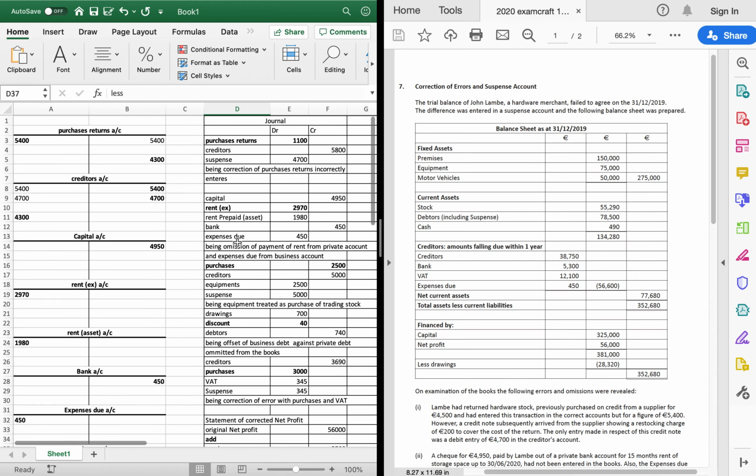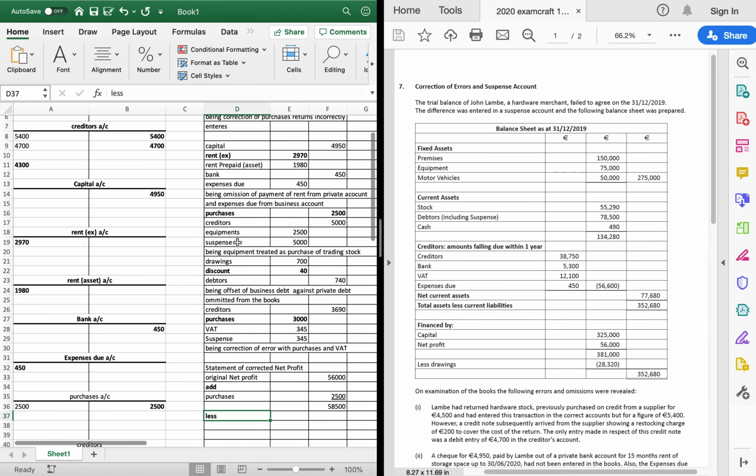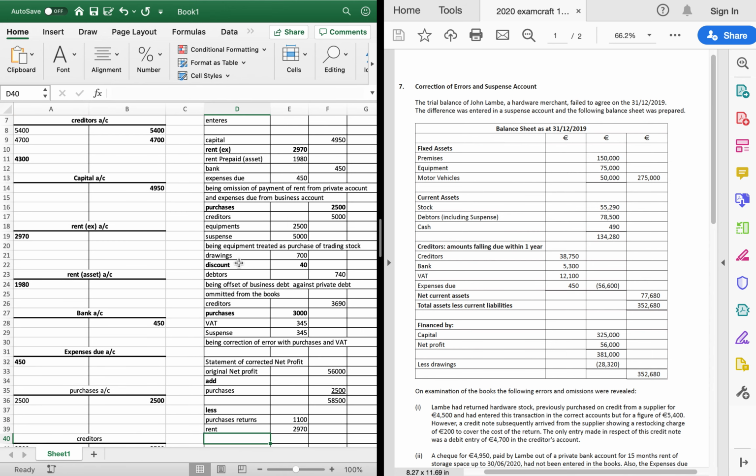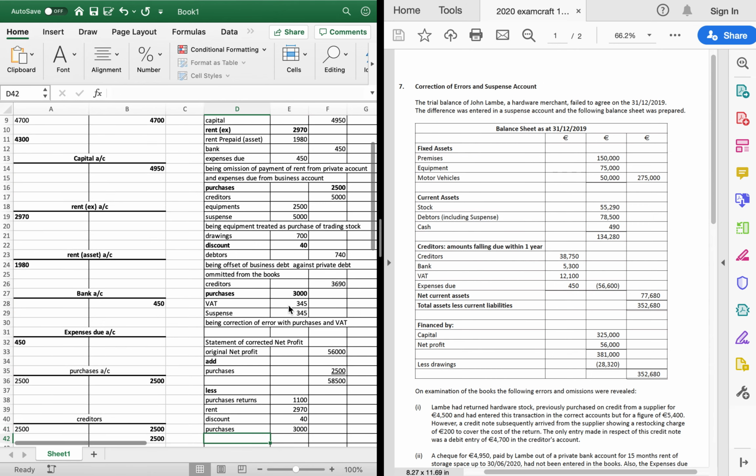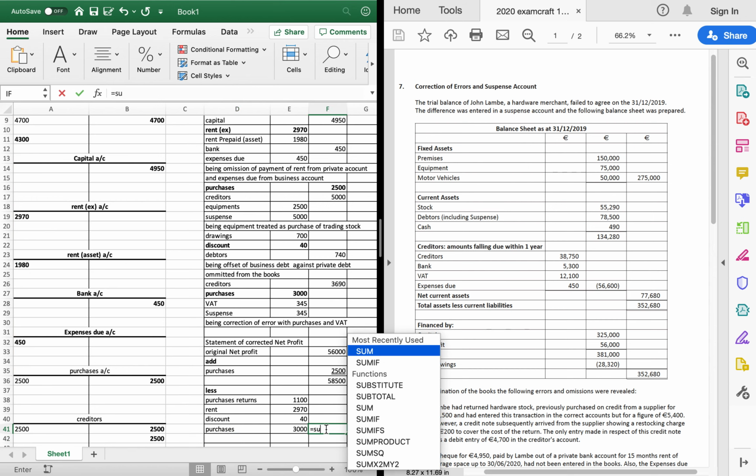So we've got in the first one, purchases returns, 1,100. Then in the second one, we've got the rent of 2,970. In the fourth one, we've the discount of 40. And in the last one, we've the purchases of 3,000. So we'll add them up.